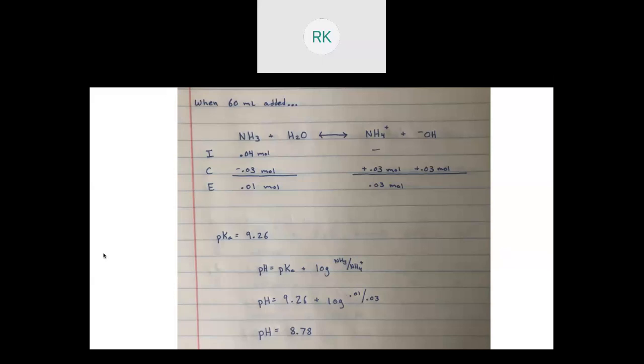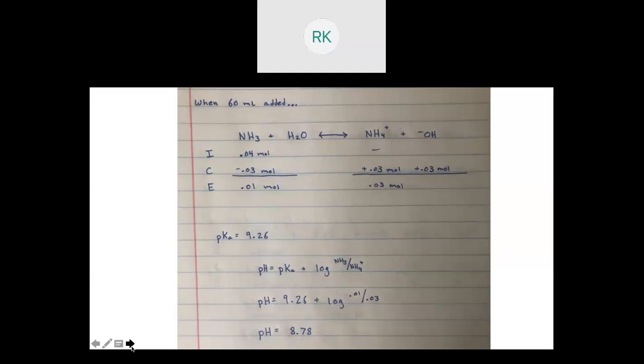Now our pKa shouldn't change from one part of the problem to the next, because it's still between ammonia and ammonium. The Ka isn't changing, and so the pKa won't change. So our pH is equal to our pKa, which again is 9.26, plus the log of the amount of ammonia we have, 0.01 moles, divided by 0.03 moles of ammonium. And we find that our pH is equal to 8.78. Okay?